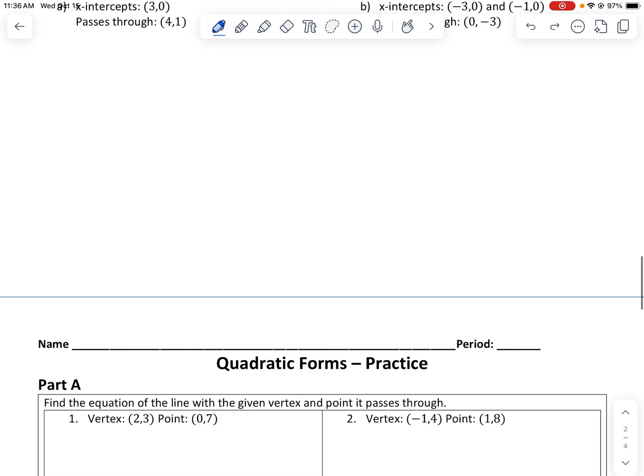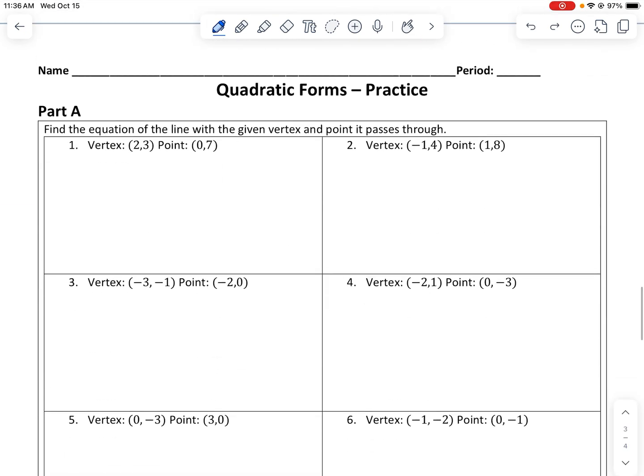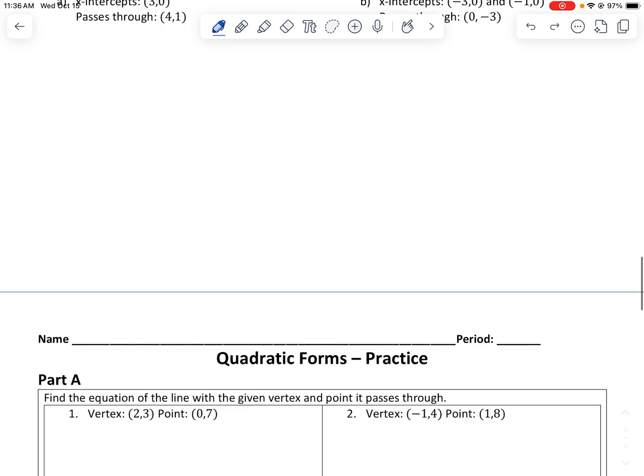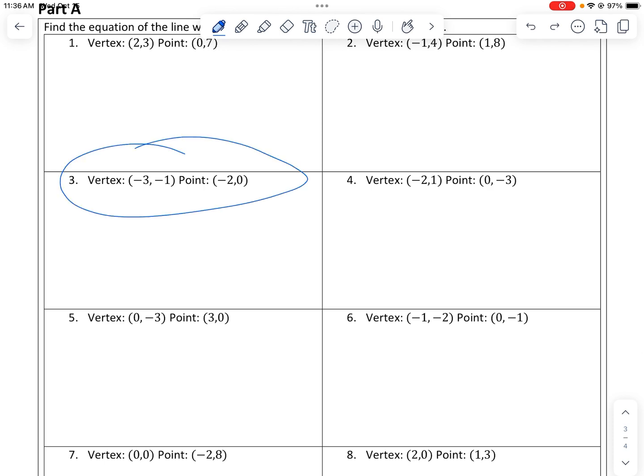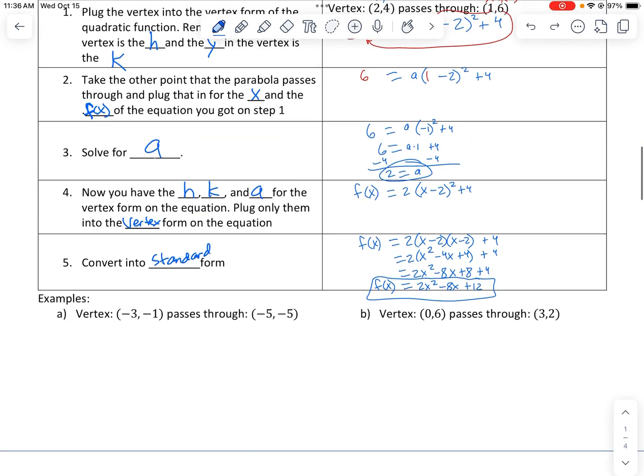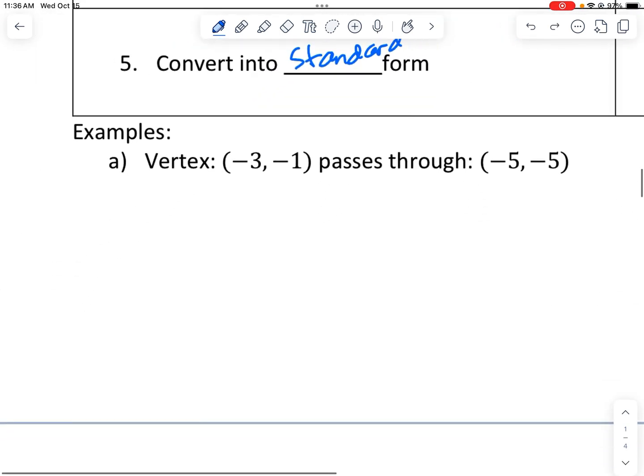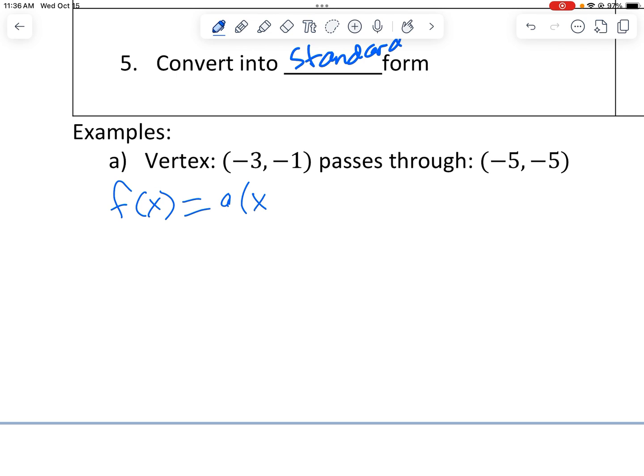Okay, and so let's do these 2 examples here. Your assignment looks like this. You're going to do part A. We will talk about part B in the next video, in the next lesson. On each of these, you're given a vertex and a point that it goes through. And so let's go ahead and try this one out. Once again, you start out with f of x equals a times x minus h, and then plus k, whatever those are. Well, here's my h and my k.